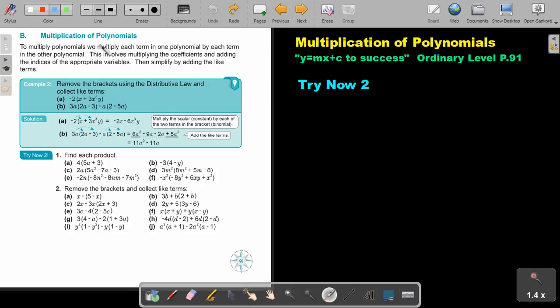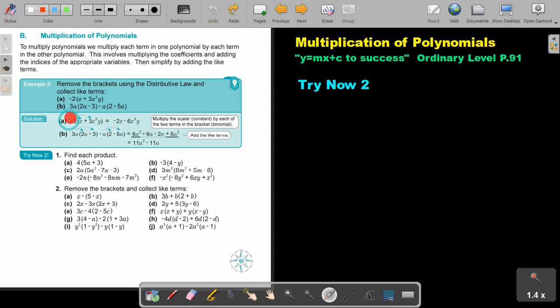Multiplication of polynomials. To multiply polynomials, we multiply each term in one polynomial by each term in the other polynomial. This involves multiplying the coefficients and adding the indices of the appropriate variables. Then simplify by adding the like terms. Let's look at an example. Remove the brackets using the distributive law and collect like terms.